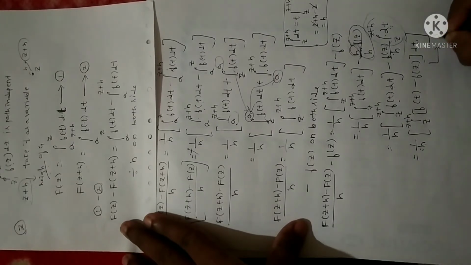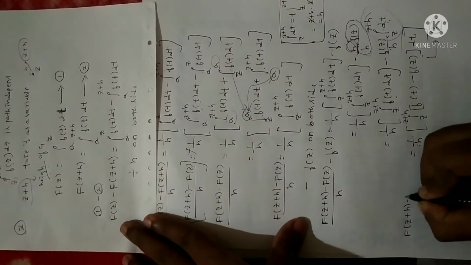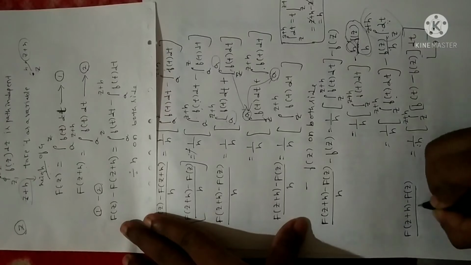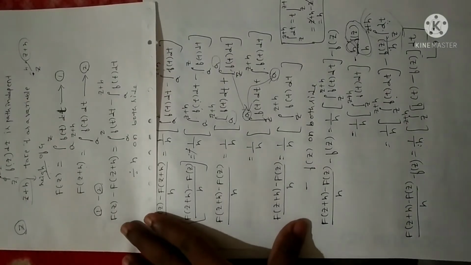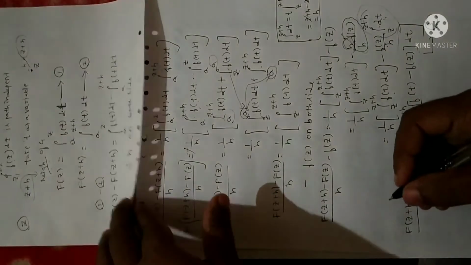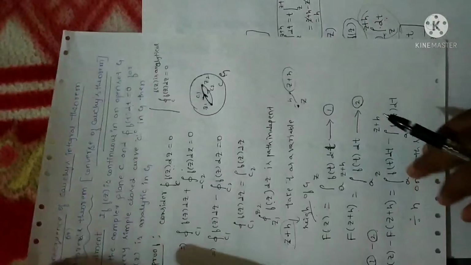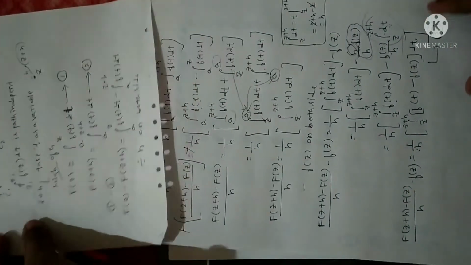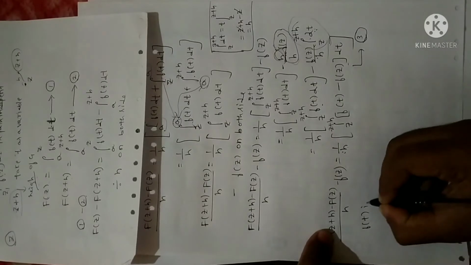Now let me take this as equation 3 and let me rewrite LHS as it is. That is f of z plus h minus f of z divided by h minus f of z. Fine. Now in the theorem it is given that, see here statement, if f of z is continuous. So f of z is continuous, it is given. Since z is an arbitrary point, so I can extend it. I can write f of t is continuous.